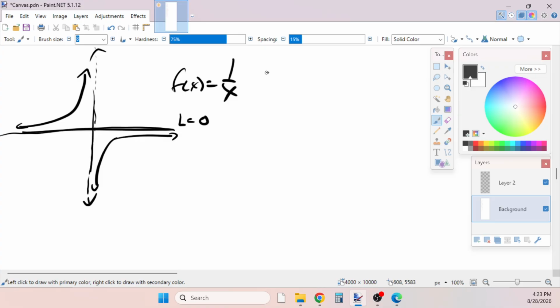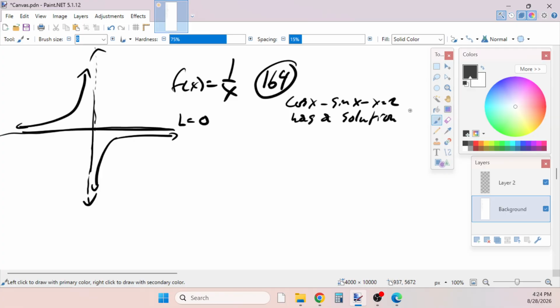So let's look at question 164. It says, according to the intermediate value theorem, cosine x minus sine x minus x equals 2 has a solution. We want to prove this has a solution between negative 1 and 1.